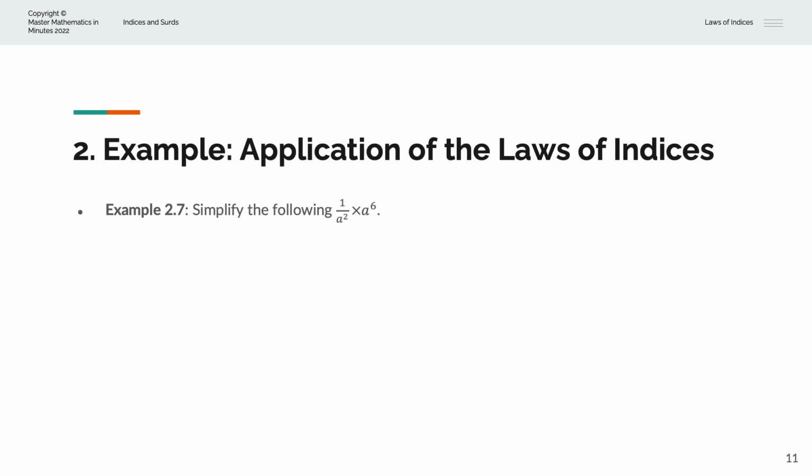So the seventh example is where we're asked to simplify the following, where we have 1 divided by a to the power of 2 times a to the power of 6. And so we'll apply law number 7. So 1 divided by a to the power of 2, according to law 7, can be rewritten as a to the power of negative 2. And we'll copy a to the power of 6. And according to the first law, we should sum the power. So 6 minus 2 gives us 4. And that simplifies to a to the power of 4.